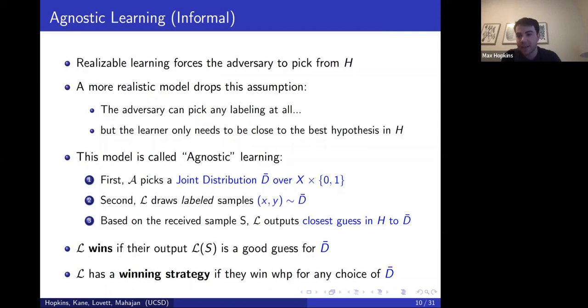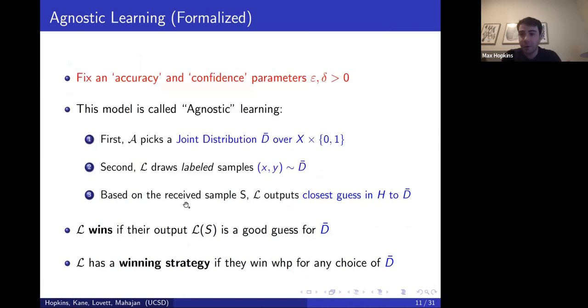So they'll try to find the closest possible thing, the best possible thing in H. And they'll win if their output LS is a good guess, as good as possible or close to as good as possible. And we say they have a winning strategy if they win no matter what the adversary does, right? If they win with high probability for any choice of joint distribution. Okay, again, similarly to before, I'm going to formalize this with this epsilon and delta accuracy and confidence parameters.